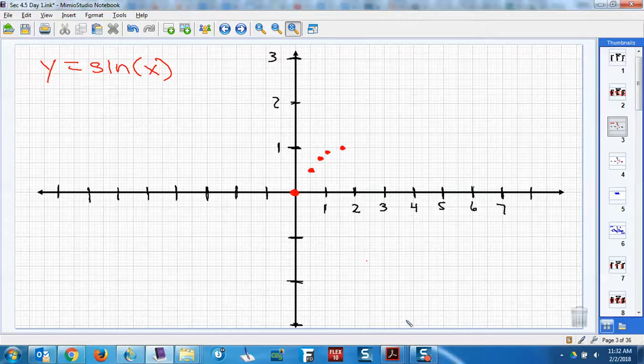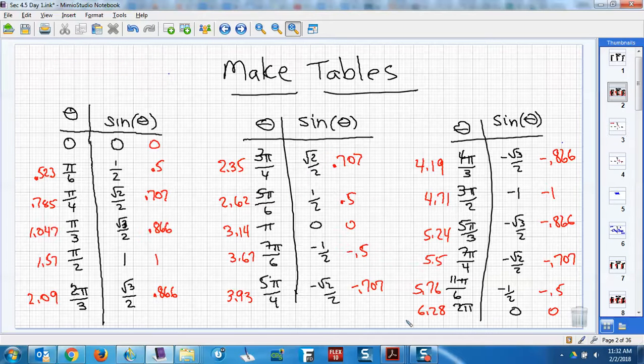Probably noticed it as you were filling out the chart, right? As you were filling out your table, what do you notice? Before you even drew the graph, just when you were doing the values. Pattern, they repeat over and over. The pattern, 0, 0.5, up to a high point, then back down, right? 0.866, 0.707, 0.50. Then they go negative, getting bigger, and then back down to 0, right?